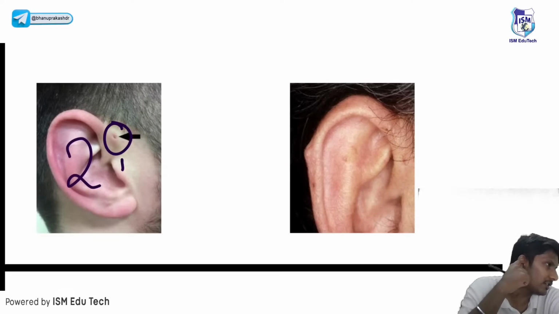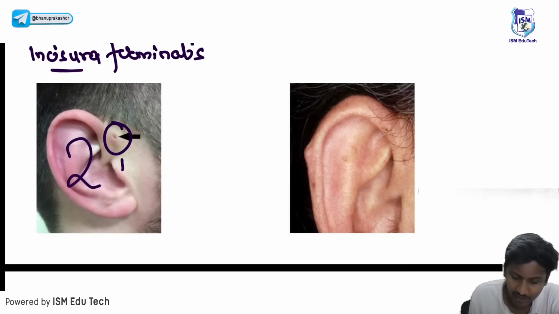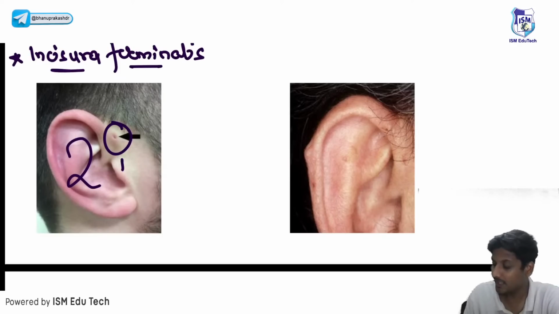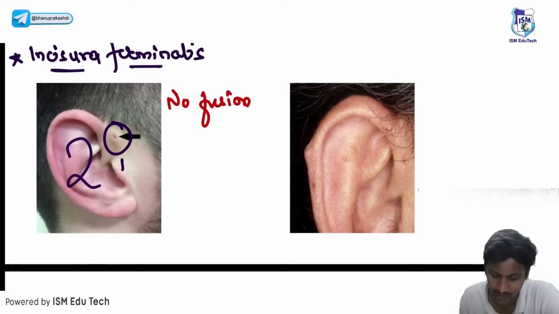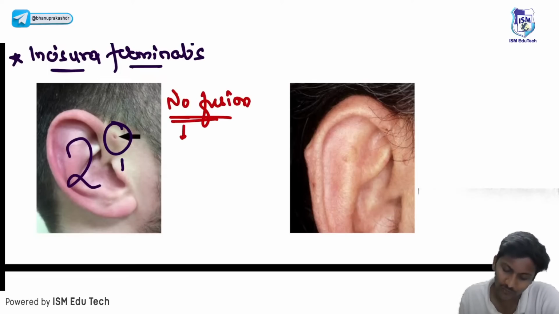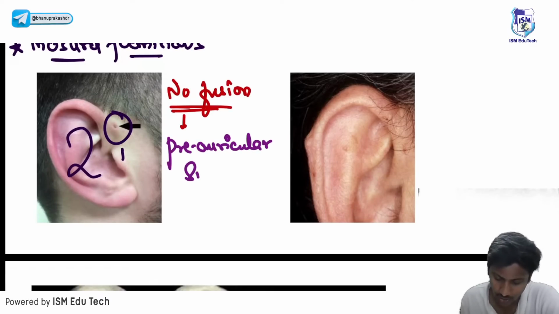You will see over here that at this point there is no cartilage present. This area is devoid of cartilage. This is what is called incisura terminalis. So what is incisura terminalis? It is nothing but the area where the first and the second pharyngeal arc fuse together. But if the first and the second pharyngeal arc do not fuse, then it leads to formation of this hole you can see, and this is what is called a preauricular sinus.